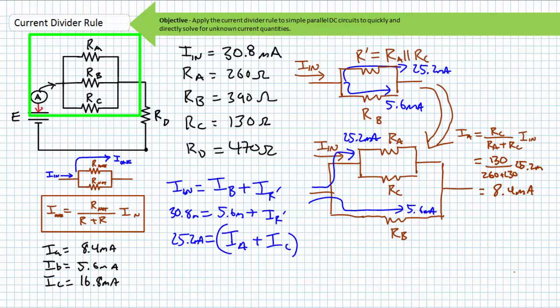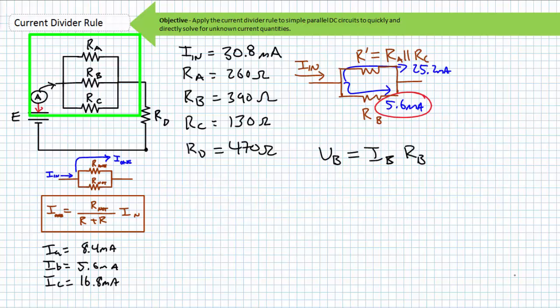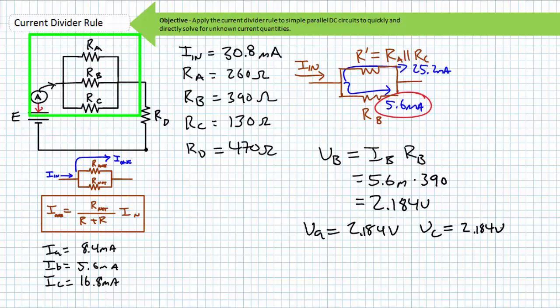Use Ohm's law from here. You solve for current through one of the resistors in a parallel relationship. Solve for voltage across it. VB equals IB times RB. Substituting in the necessary values, we find VB to be 2.184 volts. Since this is a parallel relationship, it can be said, no calculations needed, that both VA and VC are also 2.184 volts. Use Ohm's law to solve for current through the remaining resistors.